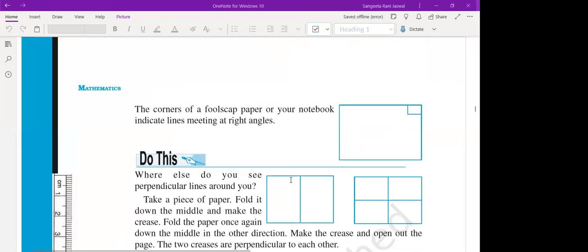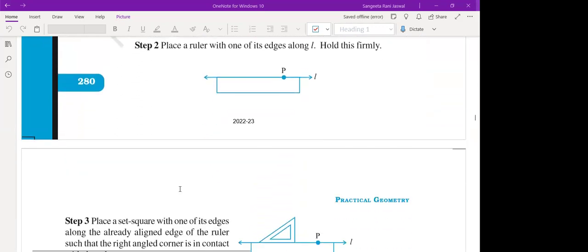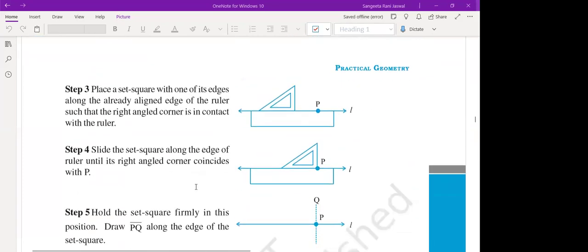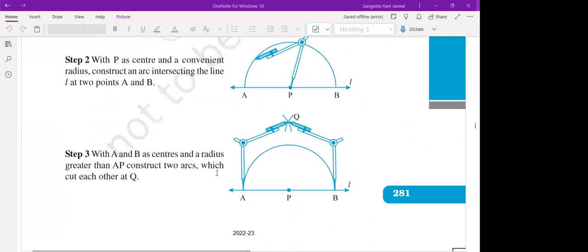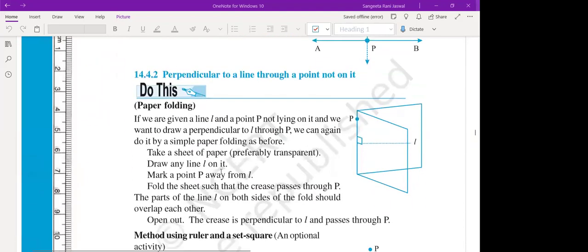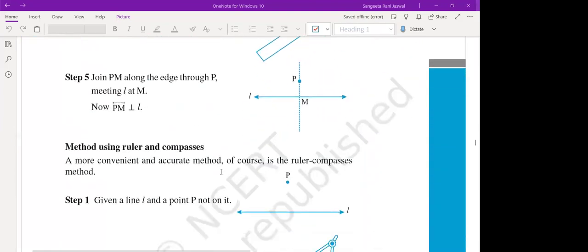Okay, so today we'll be doing how to construct perpendiculars. In your book, it's shown with a set square also, and with a compass also. But the one which we do with the compass is very frequently asked in the papers, and the most used method is the compass only.